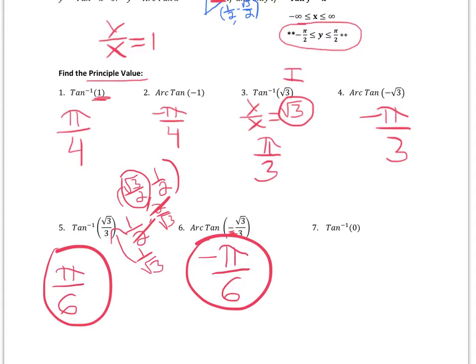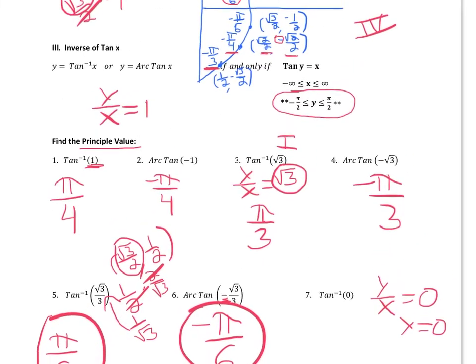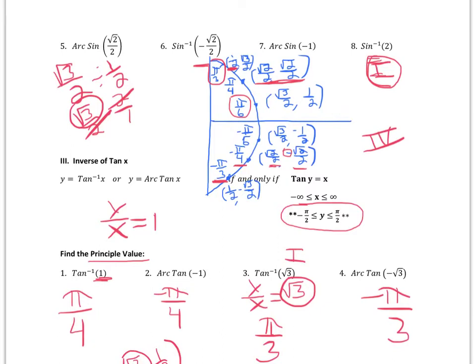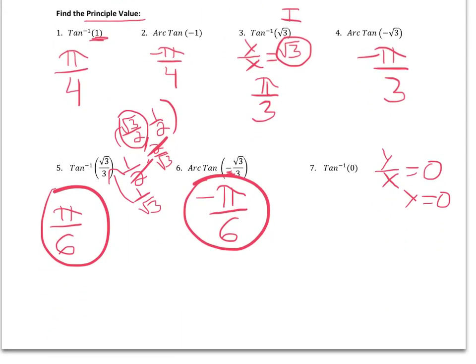Okay, and then if I have inverse tangent of 0, this is going to be an intercept, or one of the intercepts. This is like saying y over x equals 0. Now if y over x equals 0, that means y has to be 0. If I go back to the unit circle, on this interval, this is the only point where y equals 0. So that tells us that our angle measure is 0, or 0 radians. So that's our answer right there.